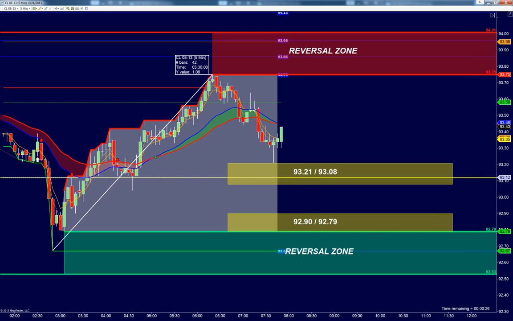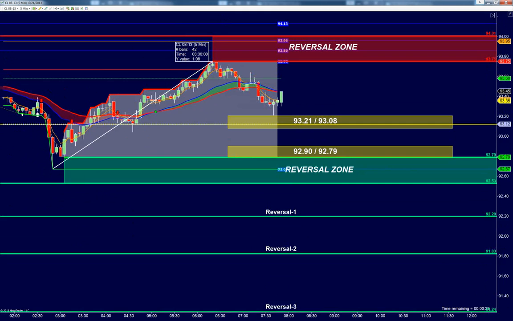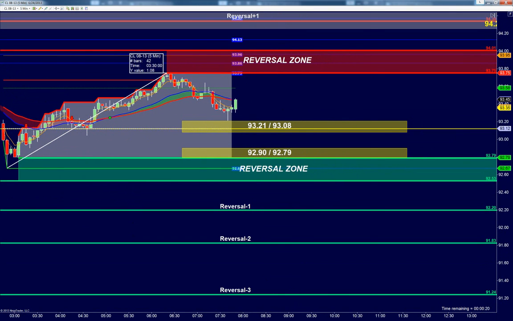Moving forward, if I take a look at the rest of the support levels below me here this morning, you can see we have quite a few of them here on the chart. Support levels below me this morning, again, we talked about the 93.21, 92.90. I've got 92.79, 53, 20. I've got 91.83 and 91.24.